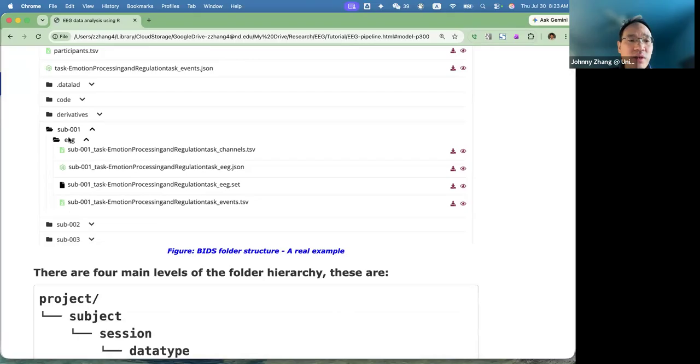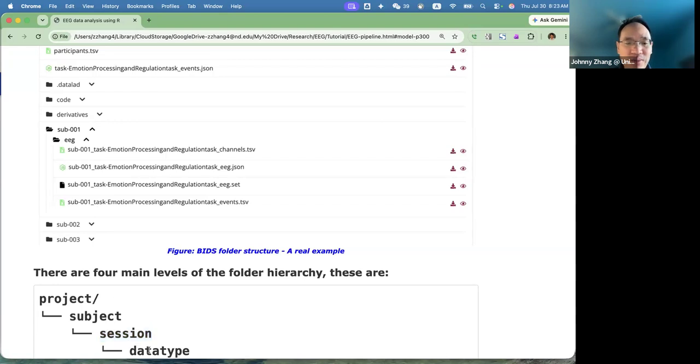And for each participant, we may have different sessions, kind of like a longitudinal data collection. You collect data at the beginning of the semester and at the end of the semester, so you have two sessions. If you have sessions, you have session one, session two, and for this particular study there's only one session. Therefore, you didn't see the session subfolder here.